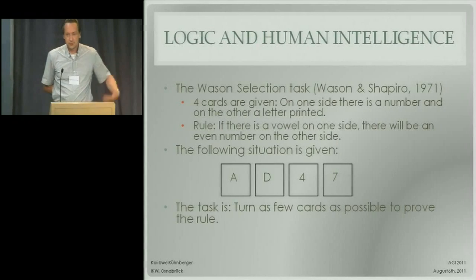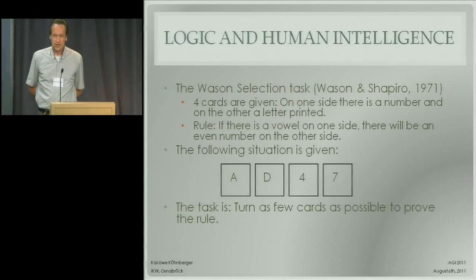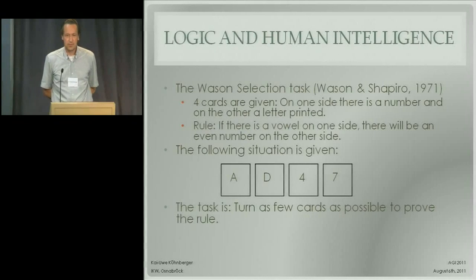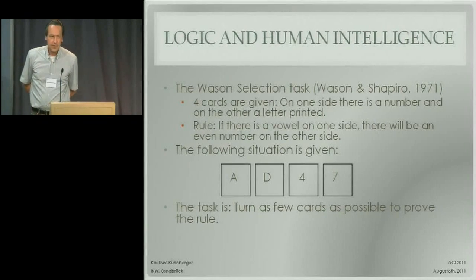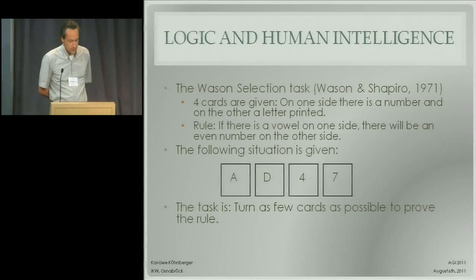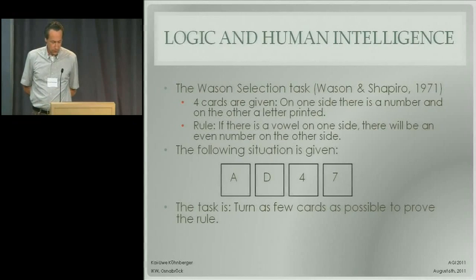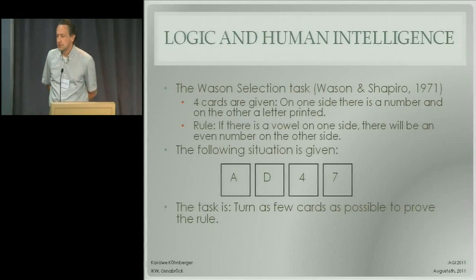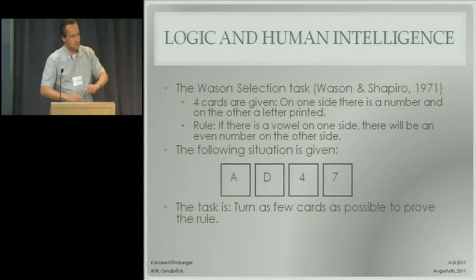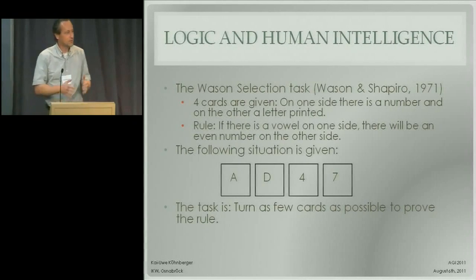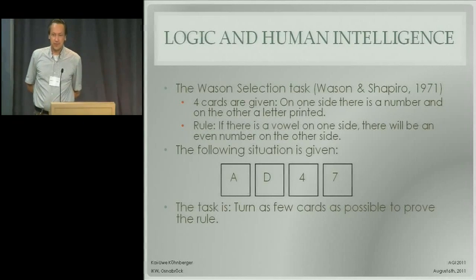And then subjects are presented a certain situation, for example, the following that is depicted. You see A, you see D, you see 4, you see 7. The task for the subject is now: turn as few cards as possible in order to prove the rule or to falsify it. The minimality matters, because you can turn every card, but that's not the idea. So do it minimally. So what's the right solution?